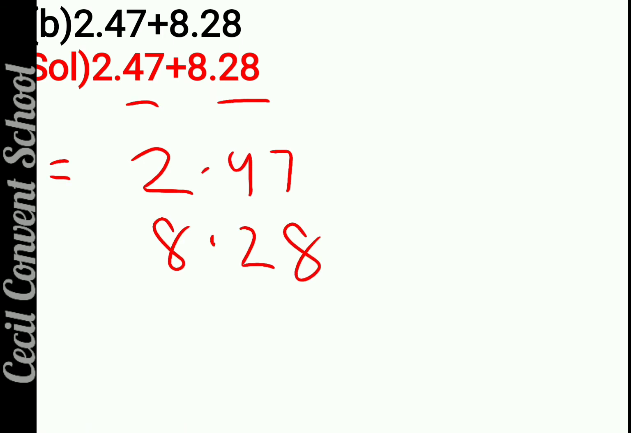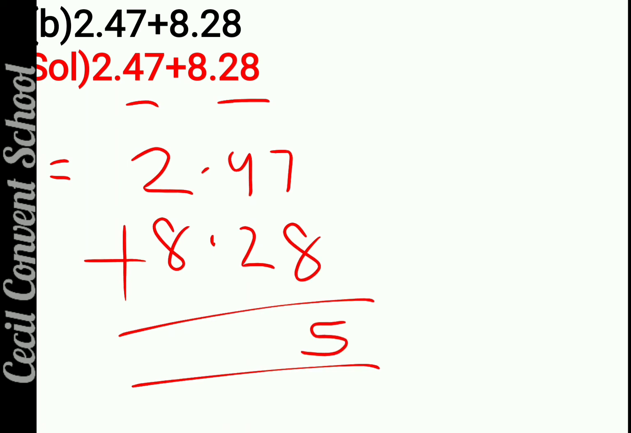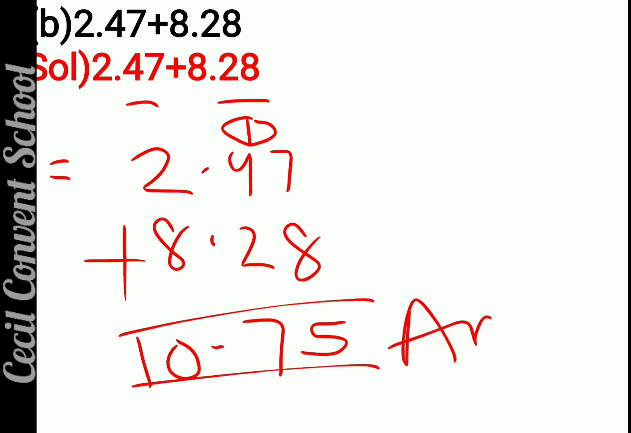2.478.28, then plus them. 8 plus 7 is 15. 1 will go up. 4 plus 1 is 5. 5 plus 2 is 7. 2 plus 8 is 10. We will not put 1 to another number because there is no number. So we will plus it and the answer will come 10.75.